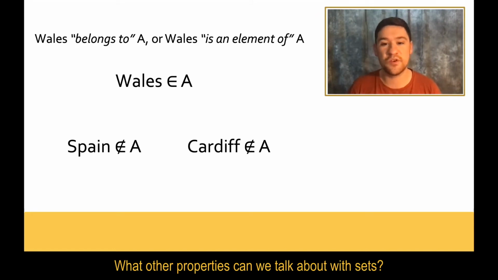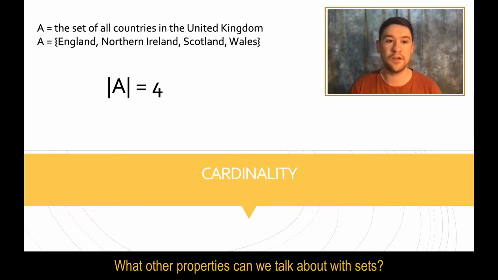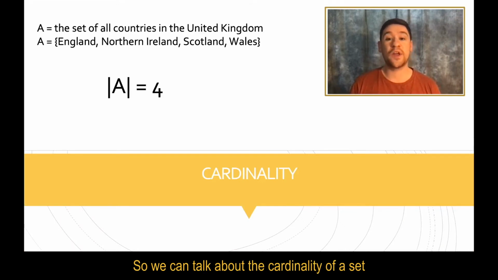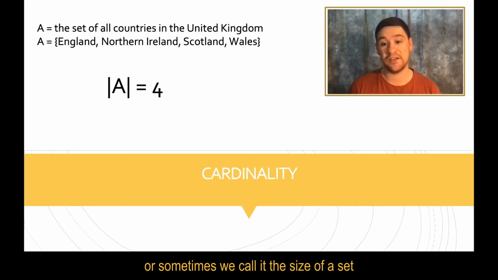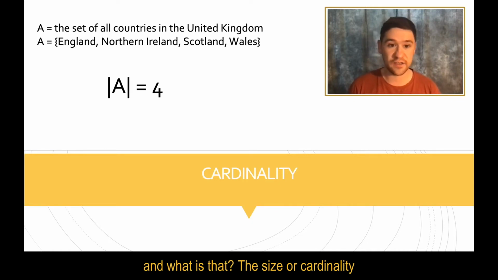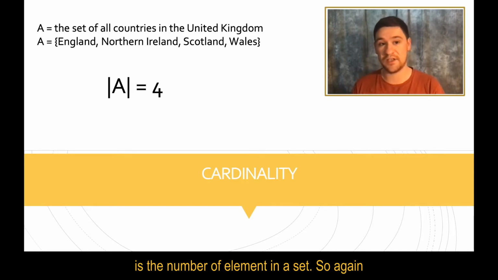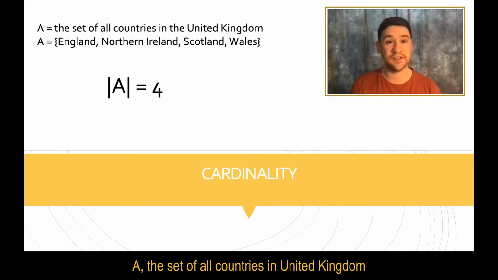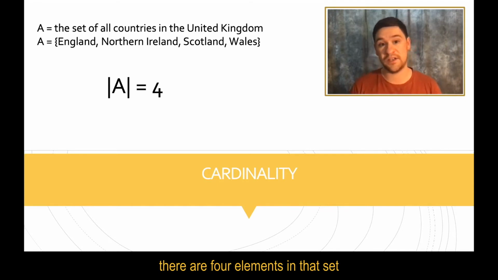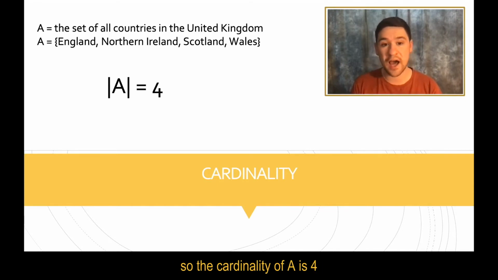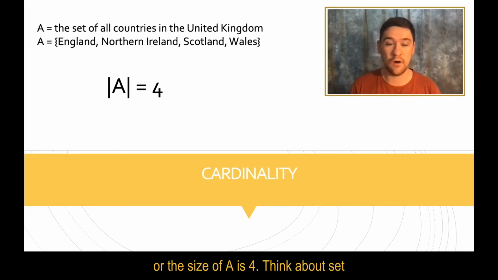What other properties can we talk about with sets? We can talk about the cardinality of a set, or sometimes we call it the size of a set. What is that? The size or cardinality is the number of elements in a set. So again, A, the set of all countries in the United Kingdom. There are 4 elements in that set, so the cardinality of A is 4, or the size of A is 4.